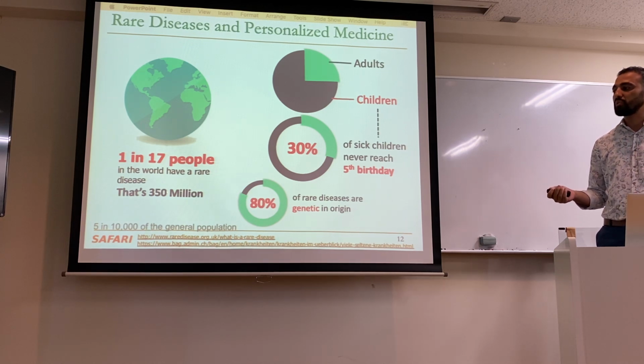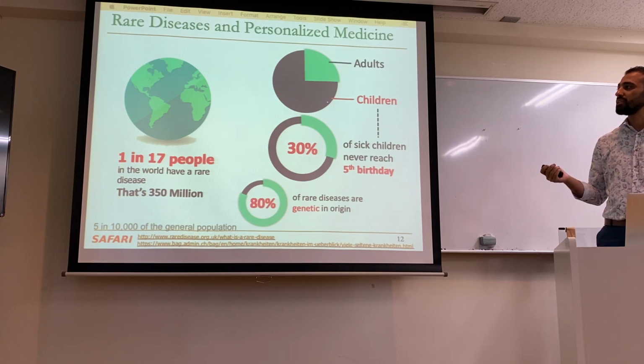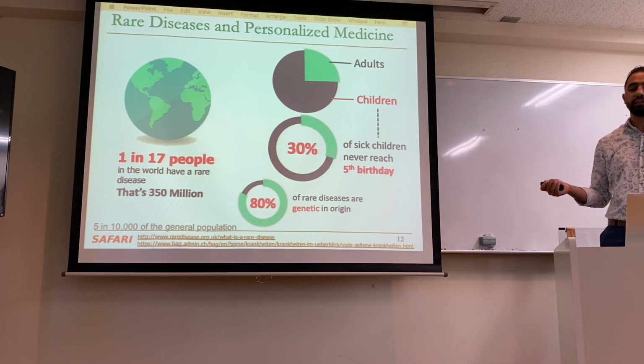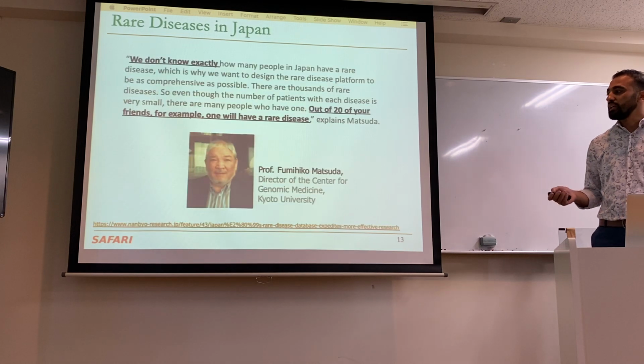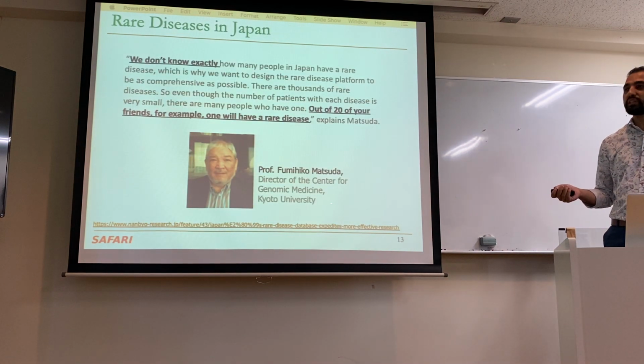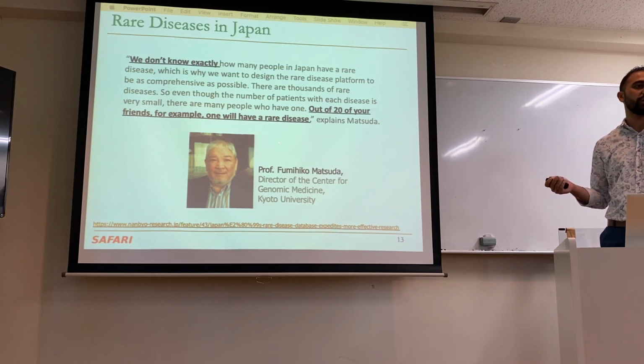That translates to 350 million people worldwide. And 75% of these people are children. And 30% of these children never make it to their 5th birthday. And 80% of these rare diseases or difficult illnesses are caused by genetic disorders. Professor Matsuda from Kyoto University said, we don't know exactly how many people in Japan have a rare disease, but you can think about it as, of 20 of your friends, one of them will have a rare disease.